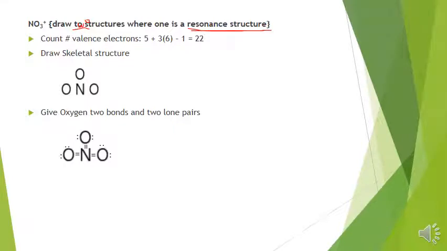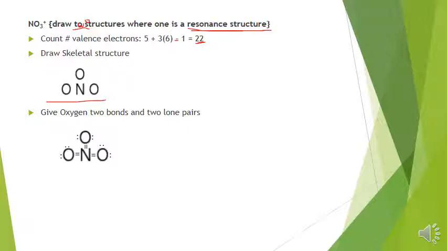First thing you need to do is count the number of valence electrons that are available. Nitrogen has 5. Each oxygen has 6, and there's one electron missing. That's why it's a plus charge, so you take one away. So 5 plus 18 is 23, minus 1 is 22. So we have 22 valence electrons, and when we're all done, we have to have 22 dots. We draw a skeletal structure right here.